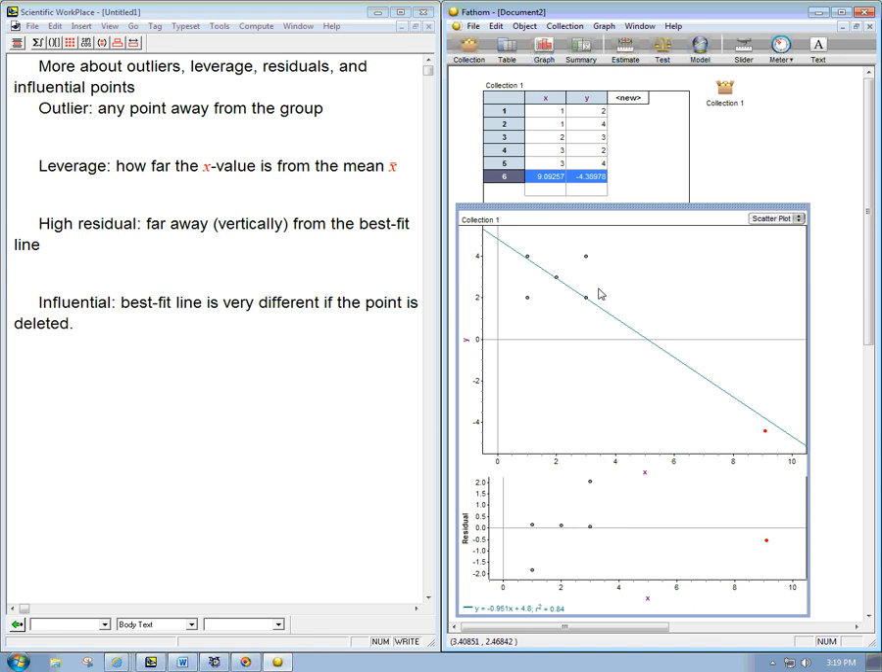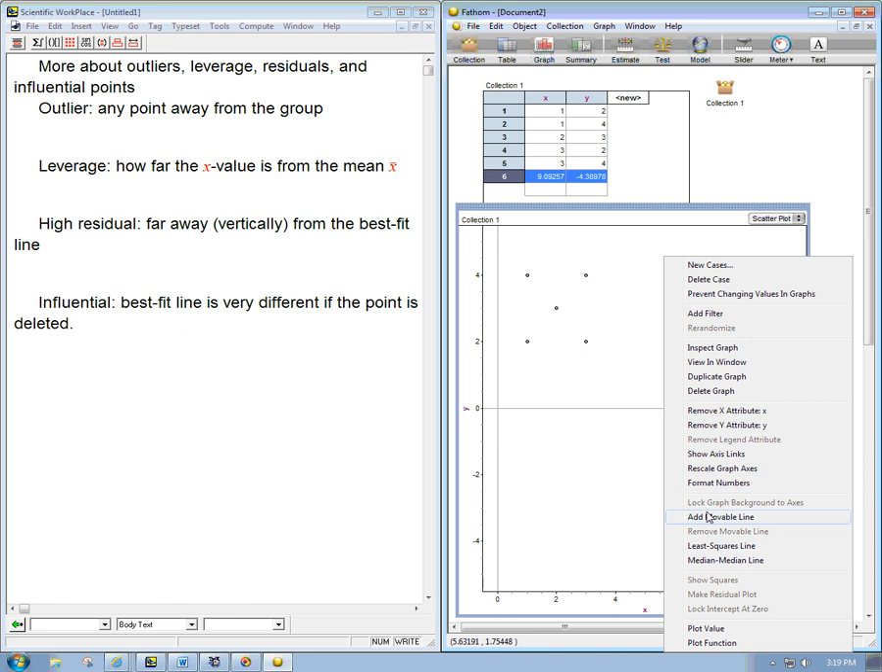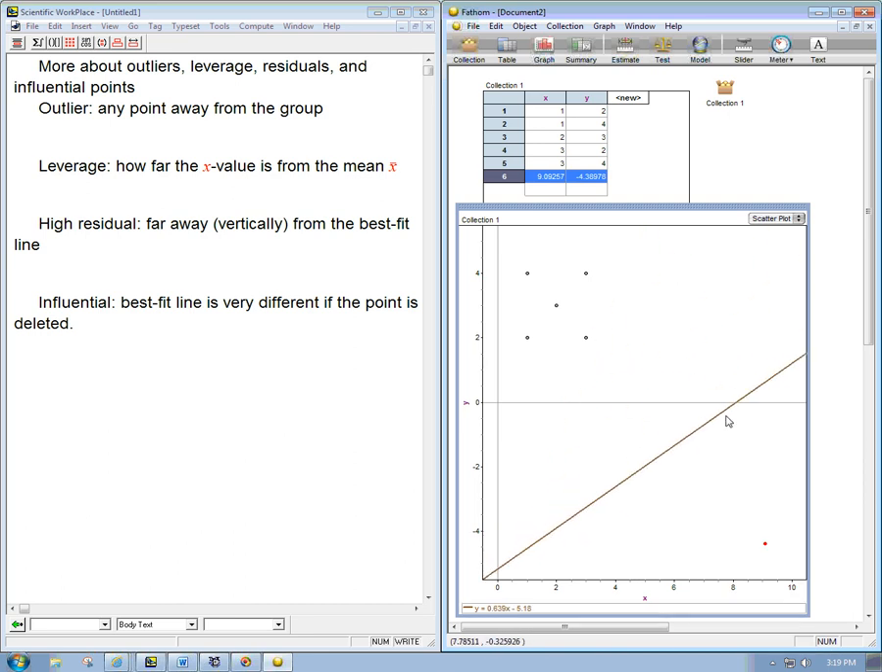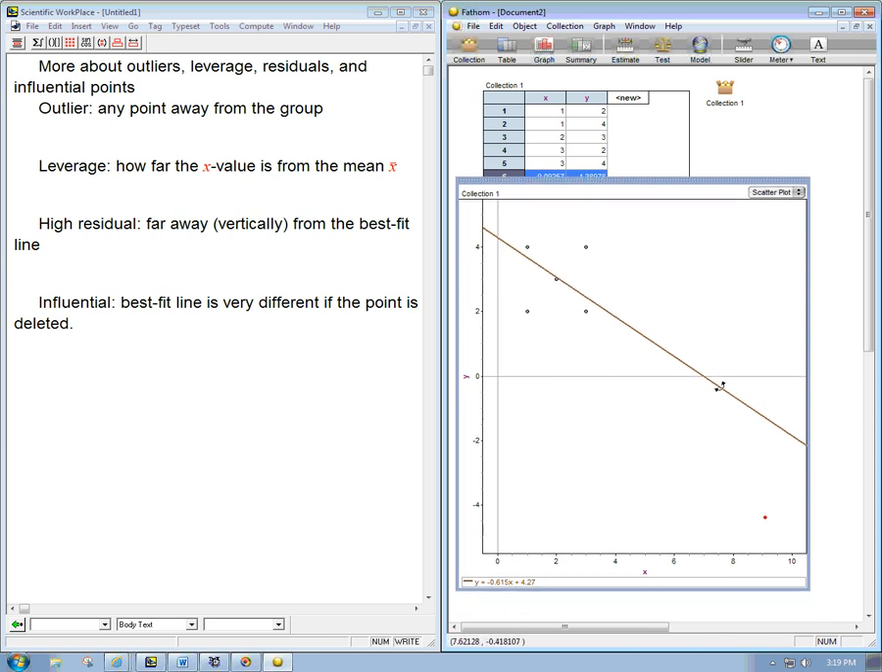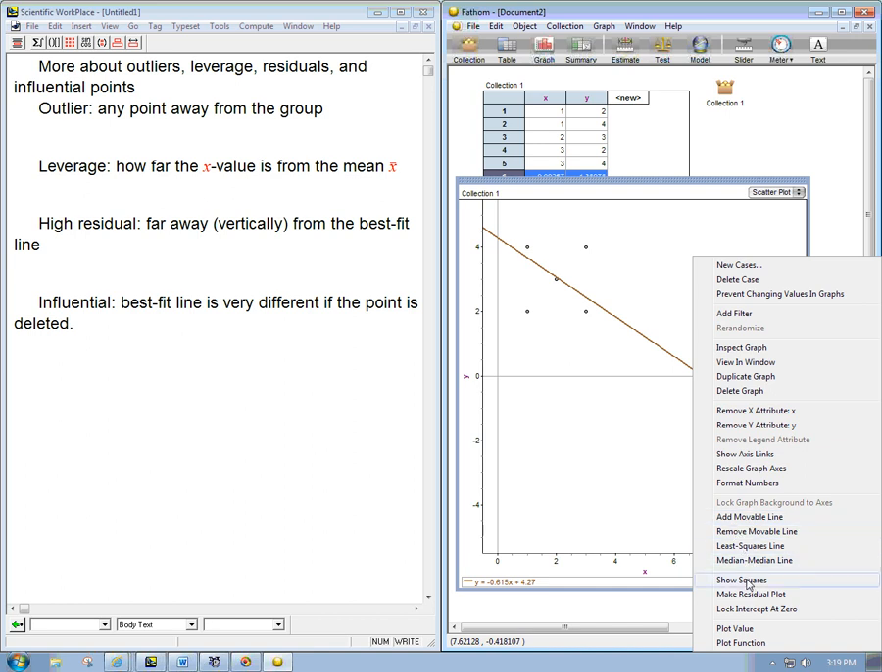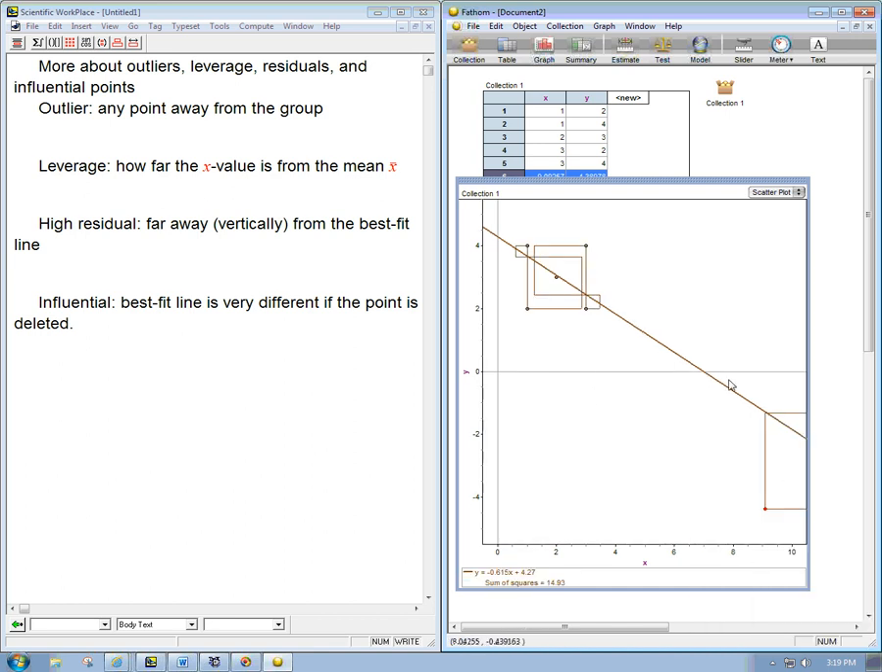So why is that? Let's delete the least squares line for a second and add a movable line. This is not the actual best fit line, but I'm going to try and freehand it and see what happens. I'm going to show the squares. What this gives me is a visual impression, as I've done in other videos, of how bad a fit it is. The sum of squares is 8 here. That's maybe about as good as I can get. Yeah, somewhere around 8.